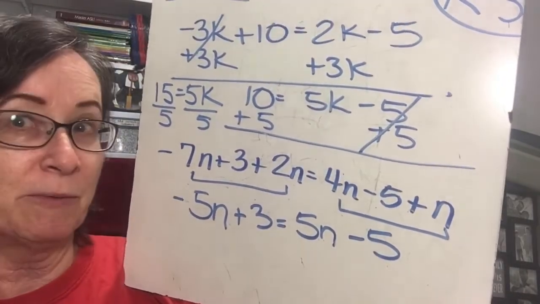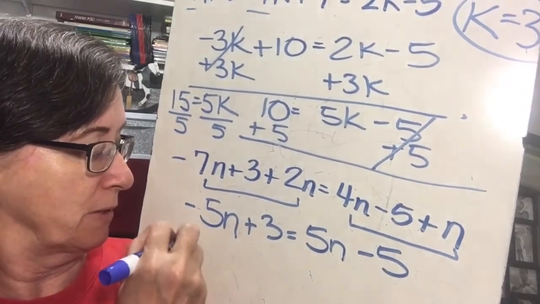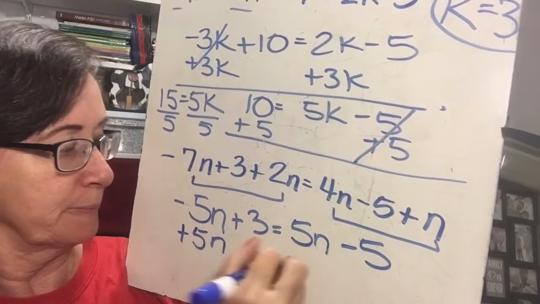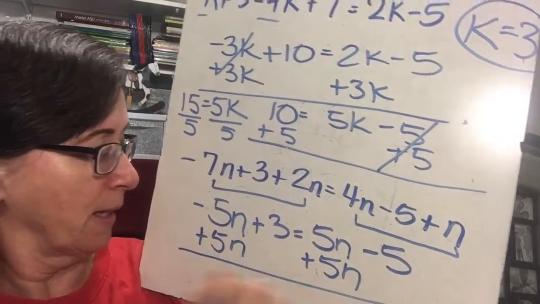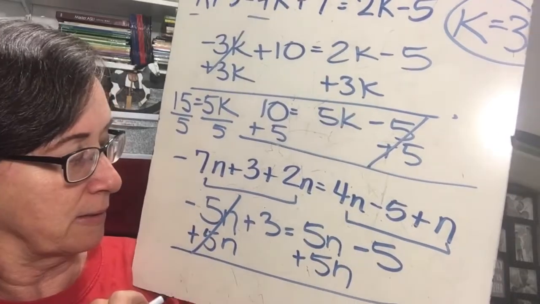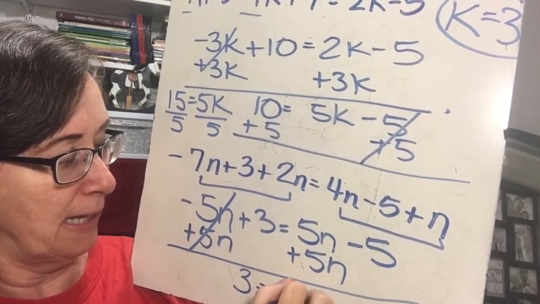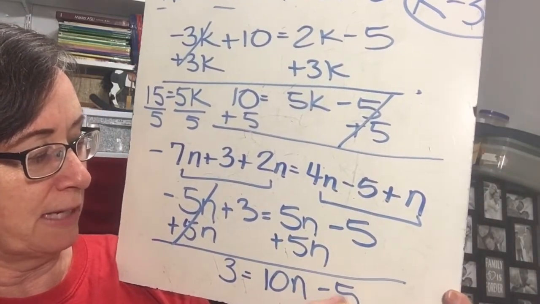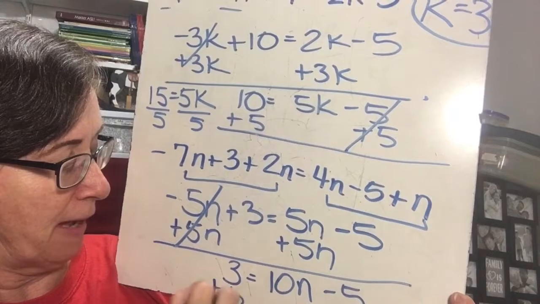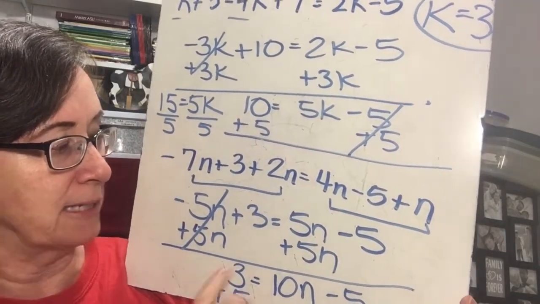So I have a negative 5n and a positive 5n. So if I want to move it to the left, I'm going to have a negative 10n, but I'm going to just move it to the right. So this cancels, and I get a 3 equals 10n minus 5. So I'm going to add a 5 to get the n by itself, add a 5, and I'm going to get 10n is equal to 8.